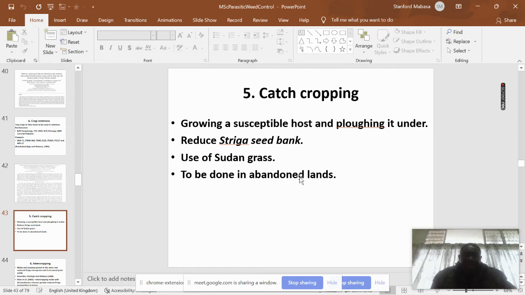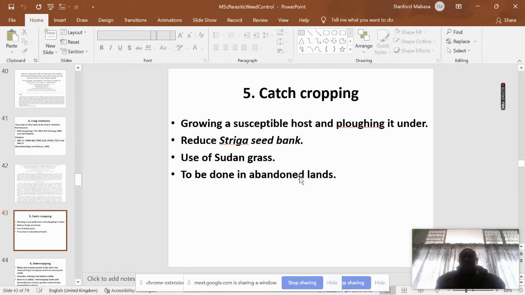Another one is known as catch cropping. A susceptible host is grown, and then you come in and plow it under. You destroy it with a plow. It can reduce the Striga seed bank. In Zimbabwe, Sudan grass was actually used for this purpose, and it can be done in abandoned lands.